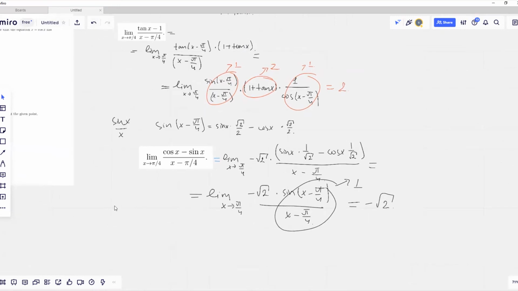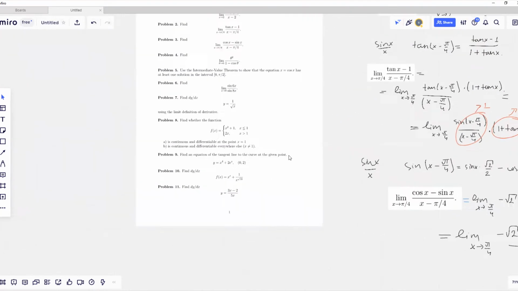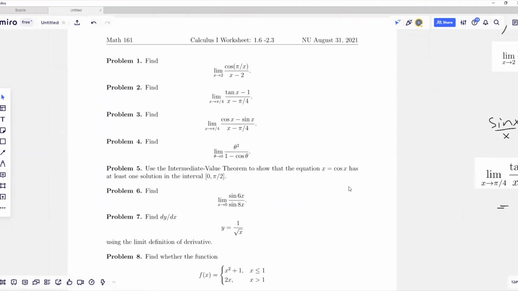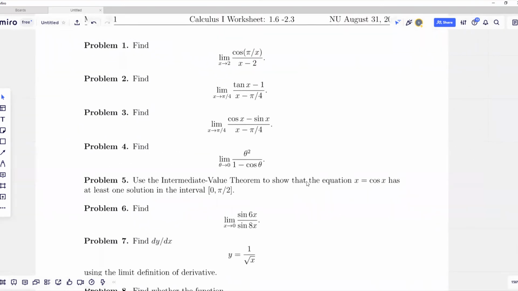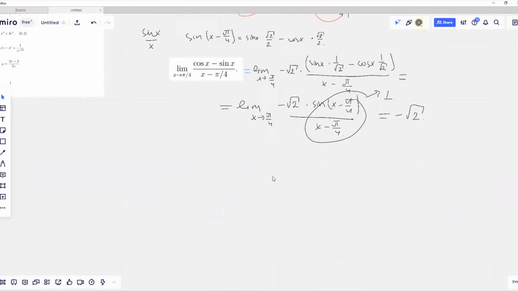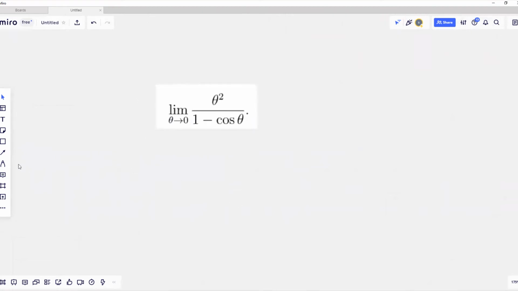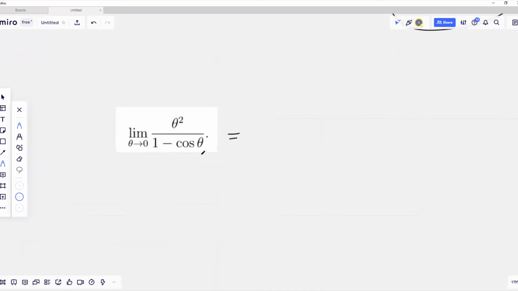Okay. All right, guys. Next problem. Let's try to multiply and divide by the conjugate of the denominator.